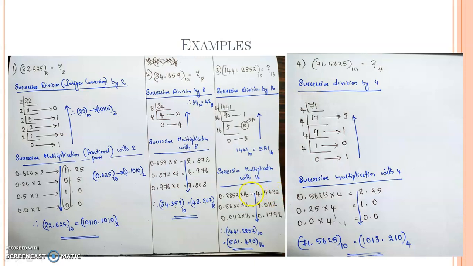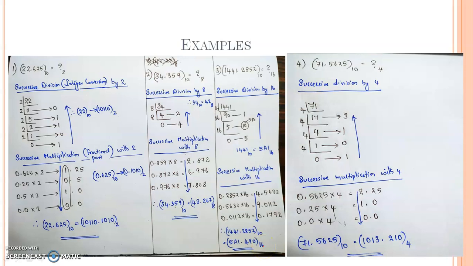4.5632. Then keep 4 there. Take 0.5632. So 0.5632 into 16 is 9.0112. Then take 0.0112 multiplied with 16, which is equal to 0.1792. Since I got 3 precision points, I am stopping here. So the result is 0.490 to the base 16. So the total result is 5A1.490 to the base 16.